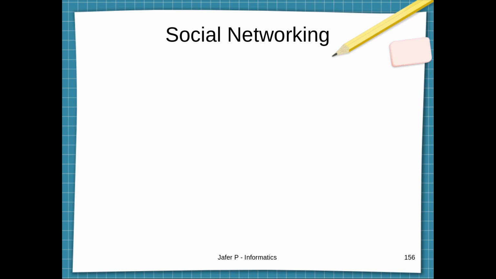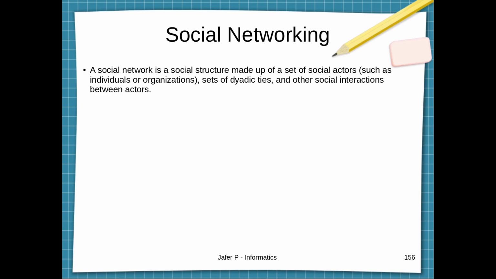A social network is a social structure made up of a set of social actors, such as individuals or organizations, with a set of direct ties and other social interactions between actors. So a social network is a social structure. How is the structure made up? The structure is made up of social actors. The social actors may be individual persons, right?